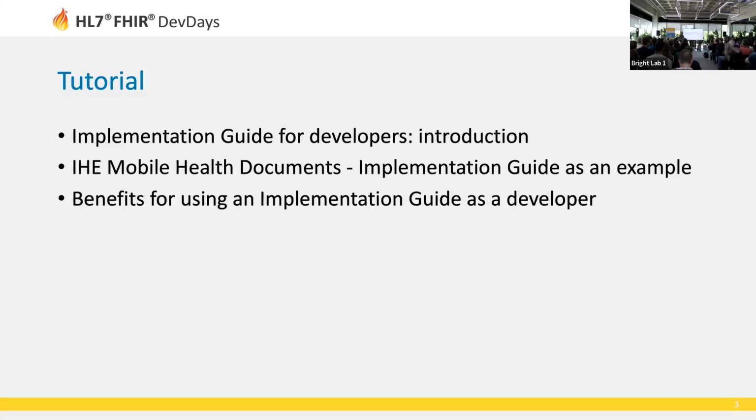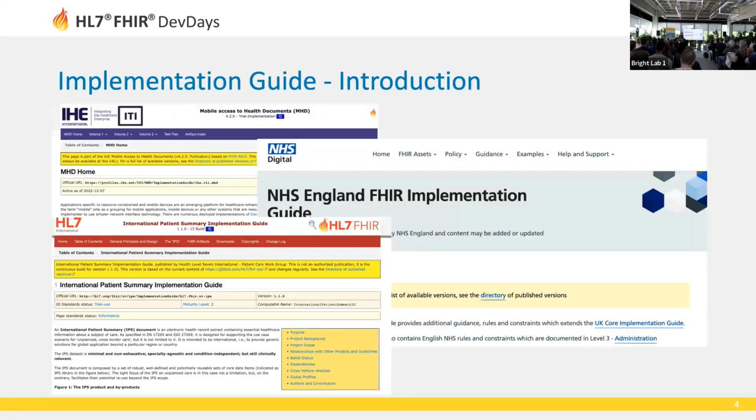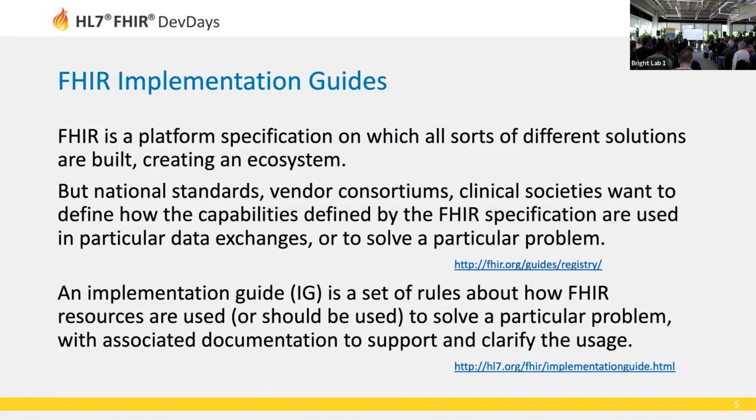I will show it with one of the implementation guides. There are hundreds, but they are mostly similar, so you will see very soon what kind of concept you can expect. And we go through the benefits. You see here a few examples of FHIR implementation guides. There can be implementation guides from HL7 itself, the International Patient Summary guide, for example. There can be national implementation guides, like from the UK. There can be project-specific implementation guides. You have quite a lot of these implementation guides.